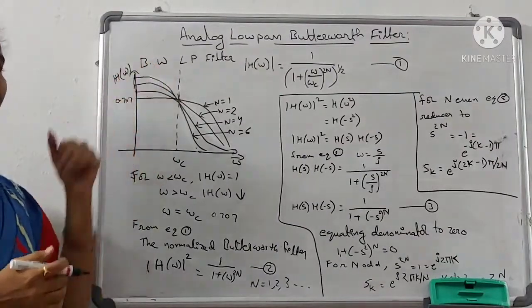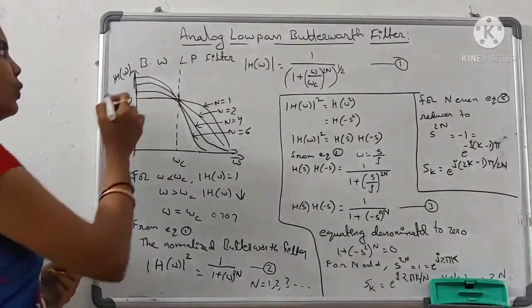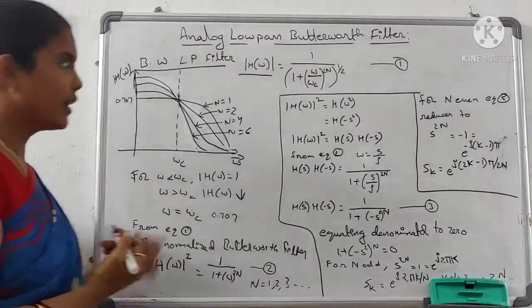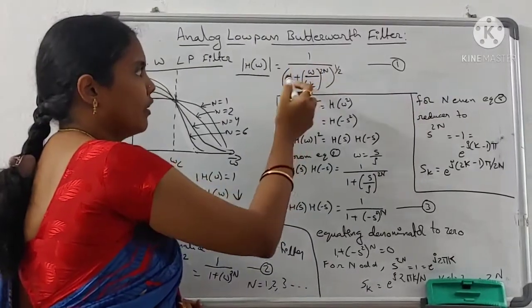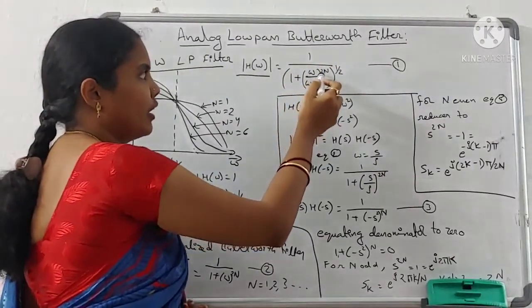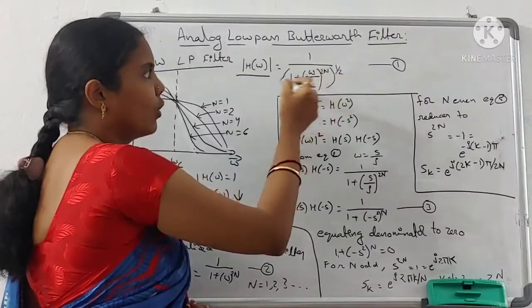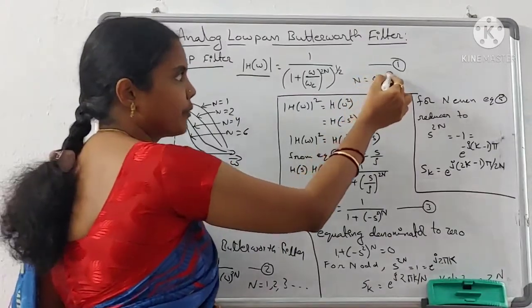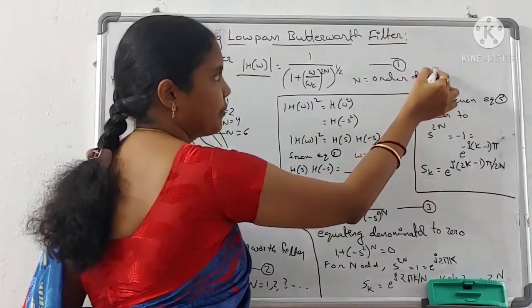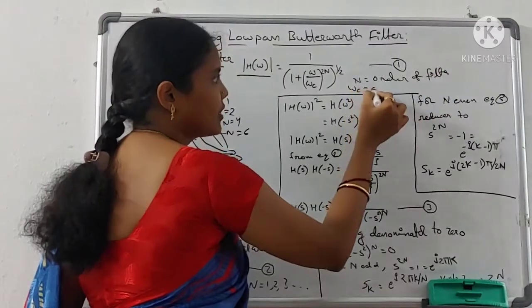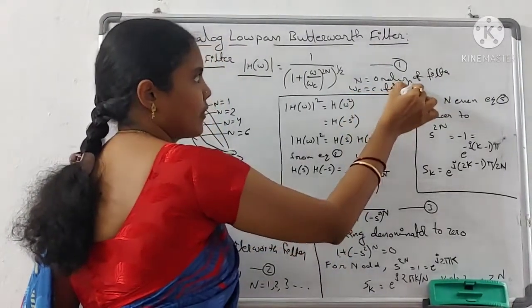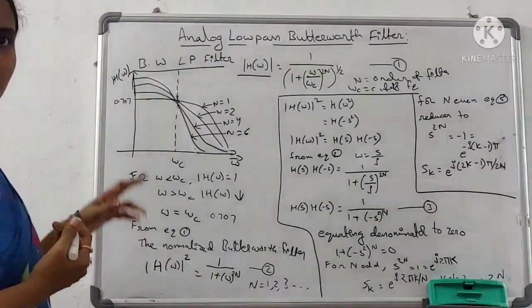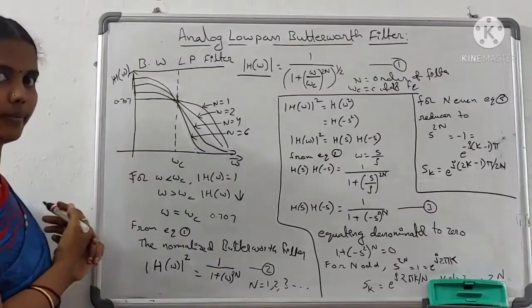Here the magnitude of the Butterworth low pass filter, which is represented as mod H of omega, is equal to 1 by square root of 1 plus omega by omega c whole power 2n. Here n is the order of the filter, and omega c is the cutoff frequency. So let us see the frequency response of this Butterworth filter.